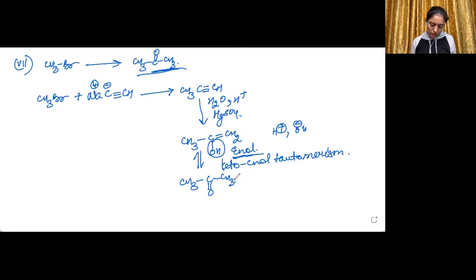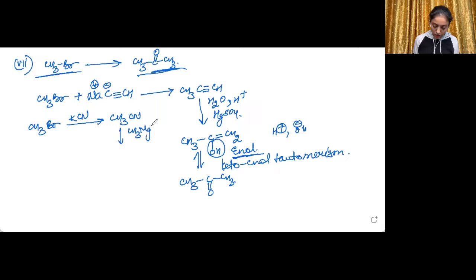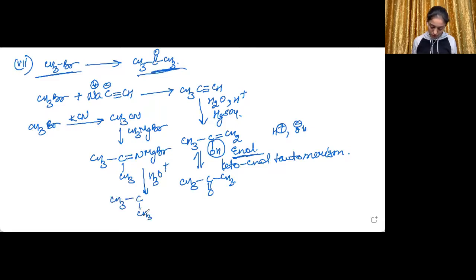Another way can also be there. You can first convert it into cyanide. Then after that, you can treat it with Grignard reagent, CH3C double bond N, here it is CH3MgBr. It will be like this. And after that, you can carry out the hydrolysis. This can also be one way.